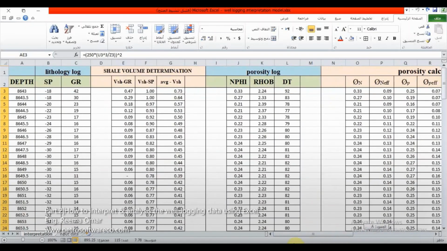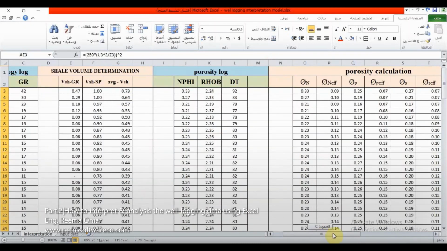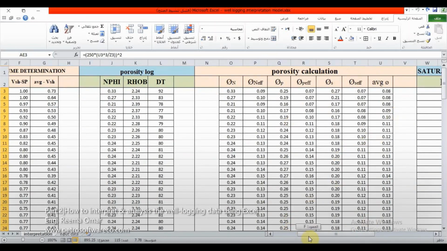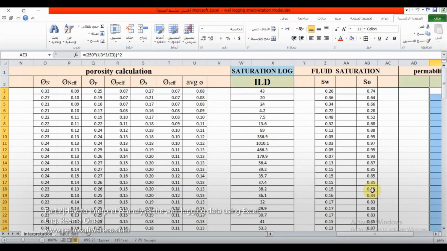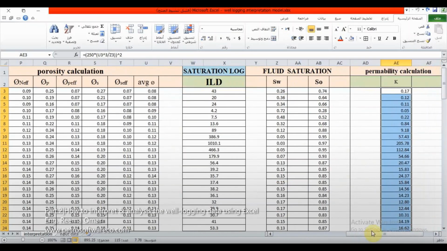So first we calculate the lithology, and based on the lithology log we calculate the shale volume from gamma ray and SP. Based on the porosity logs, you can estimate the average effective porosity, and then based on the resistivity log calculate the water saturation and oil saturation. And based on water saturation and porosity, you can calculate the permeability based on any equation you have.